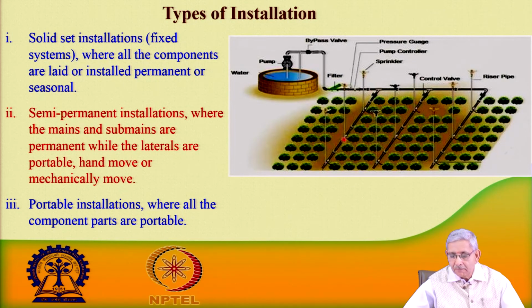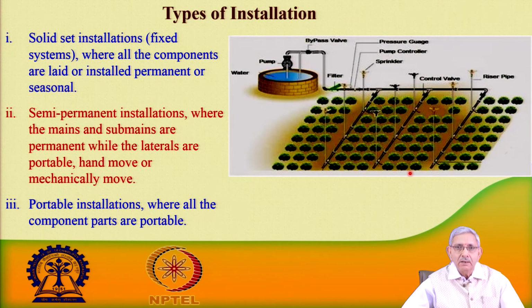Here you are seeing the lateral pipeline, and these laterals are attached at appropriate location spacing. So, this is the normal layout which is followed, and here it is a solid set system, as I discussed when covering the different types of sprinkler systems. The system is installed permanently for the whole season or for the whole year, and then these are operated simultaneously.